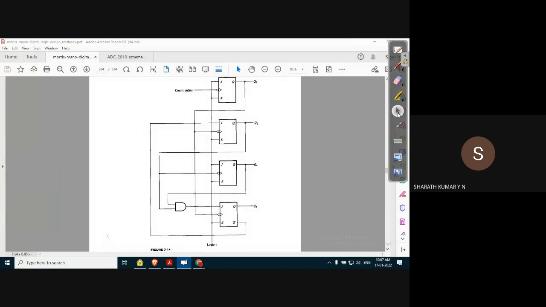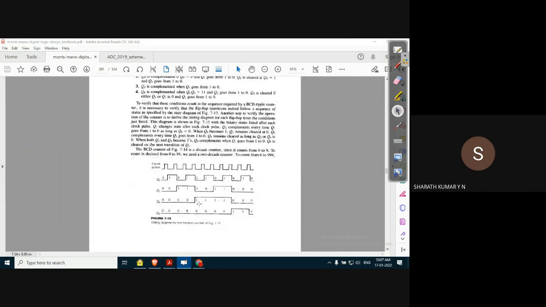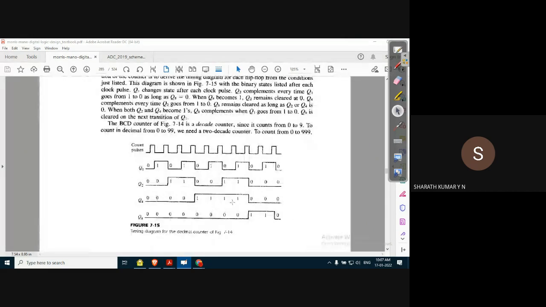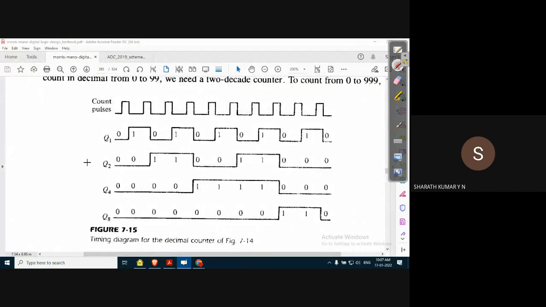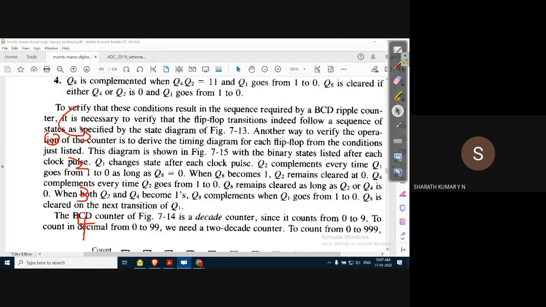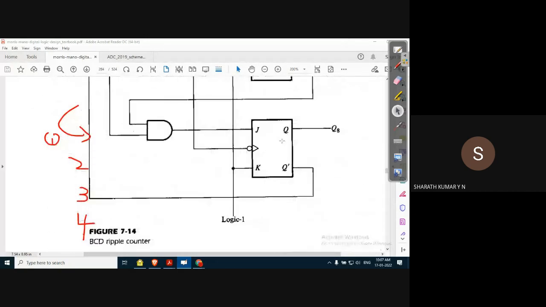If you see this timing diagram, it explains everything. The first flip flop toggles, to which the clock pulse is applied. This is the first flip flop, this is the second, third, and fourth. As we discussed last class, it is a negatively triggered flip flop. That means it will change state when it goes from 1 to 0. So this transition will trigger the flip flop.